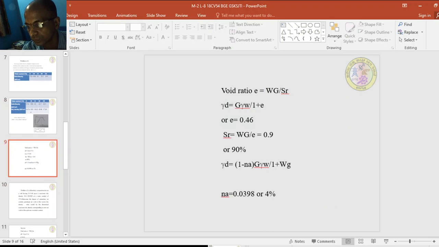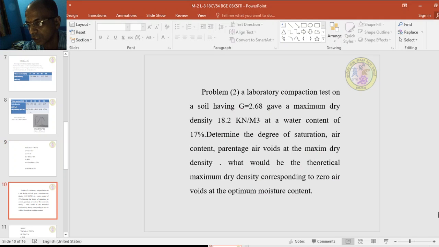Next, once you know that, calculate the void ratio. e is equal to wG by Sr, and gamma d is G into gamma w divided by 1 plus e. Gamma d is known, G is known, so e is 0.46. Once you get e, substitute it in this equation and you will get Sr. And once you know the gamma d value, G and w, you can calculate the percentage air voids. Next, problem number 2.